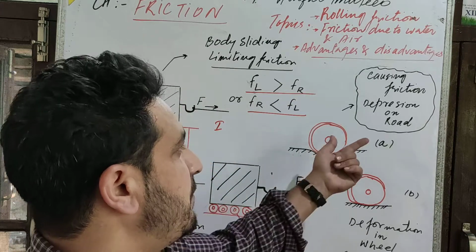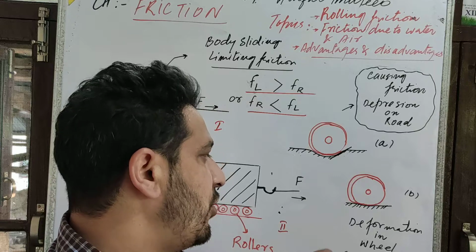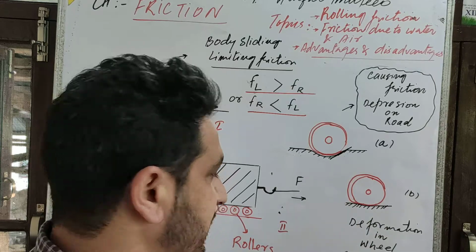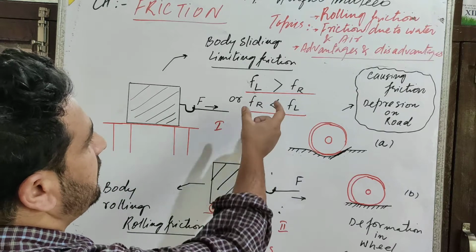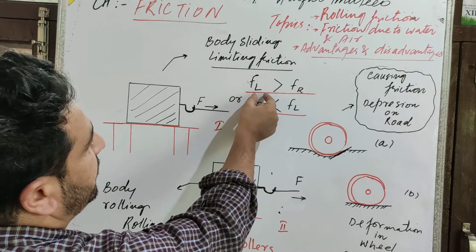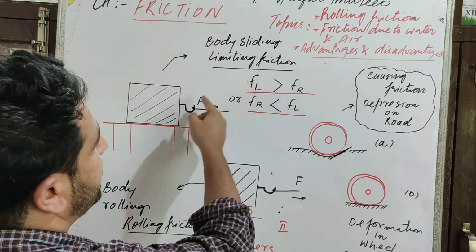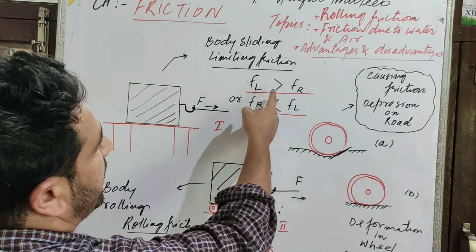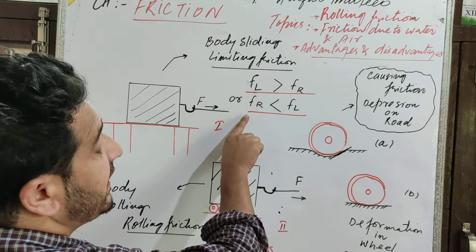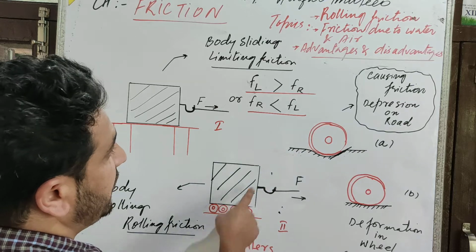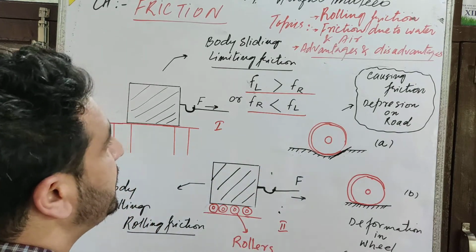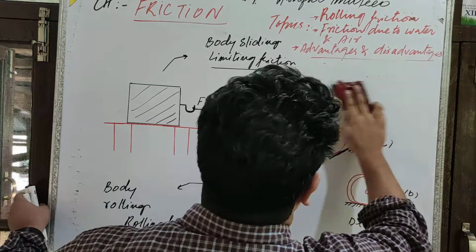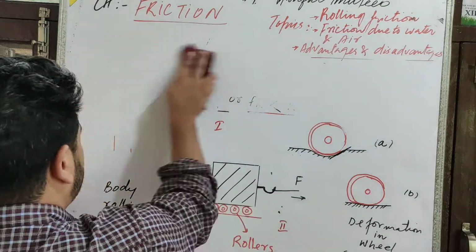Rolling friction is because of the depression on the road, and we can say deformation in the tyres, in the wheels. This is all about that. But in a nutshell we have two cases. Limiting friction, which is associated with the sliding body, is greater than the rolling friction. Here we can say rolling friction is very minimum compared to the limiting friction. These can be two cases.